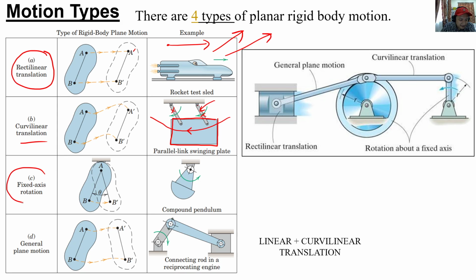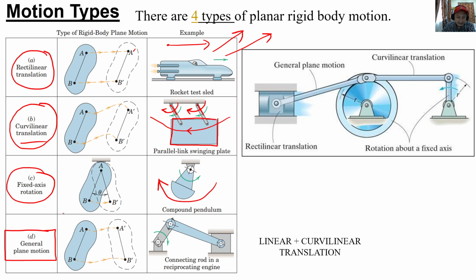Next, there is something called fixed axis rotation. So this link is fixed axis rotation. This one, fixed axis rotation. So rectilinear, curvilinear, fixed axis rotation. This one, something rotating, things like a clock, motor. And finally, you have something called general plane motion.